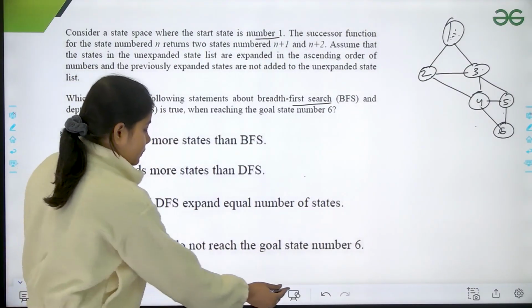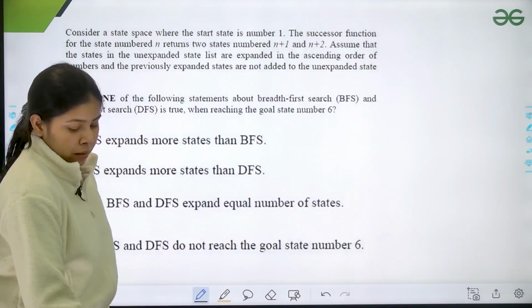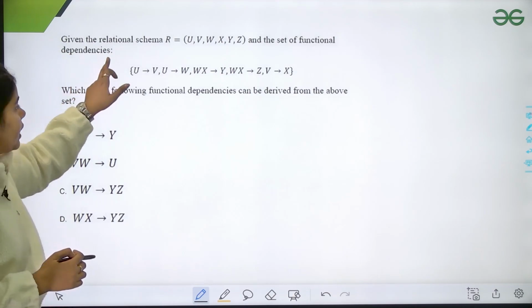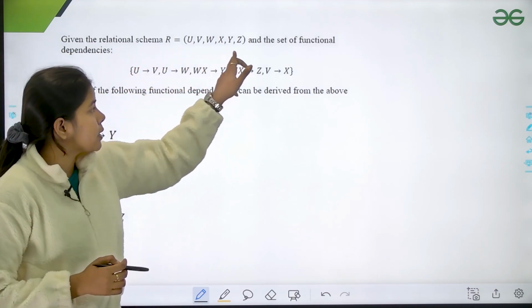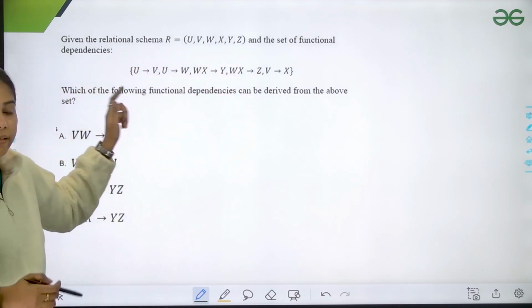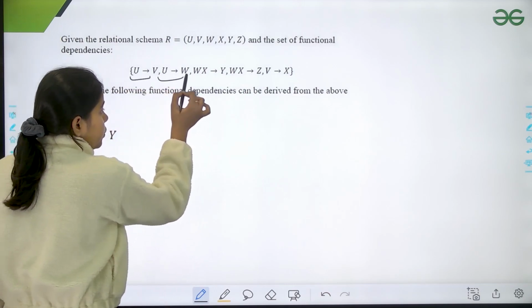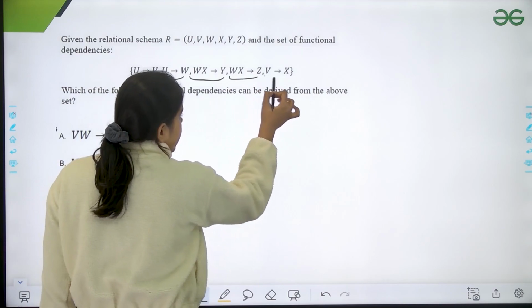Now next we have a relational schema R(U, V, W, X, Y, Z) and a set of functional dependencies. The functional dependencies given are U to V, U to W, WX to Y, WX to Z, and V to X.